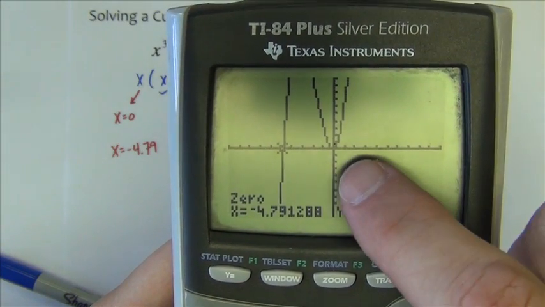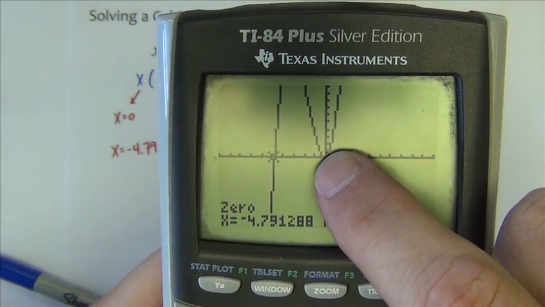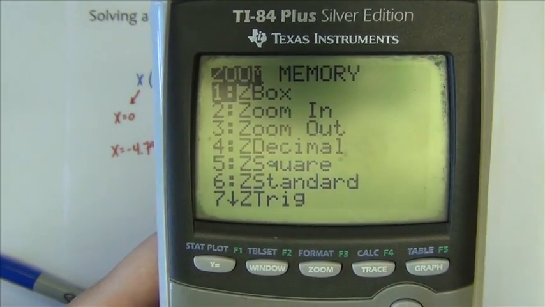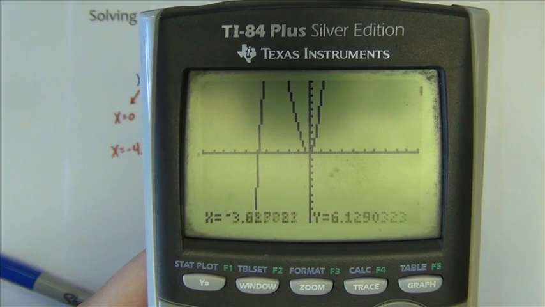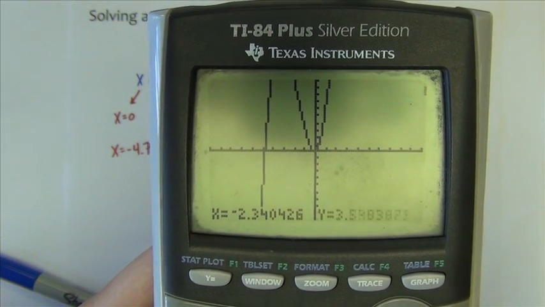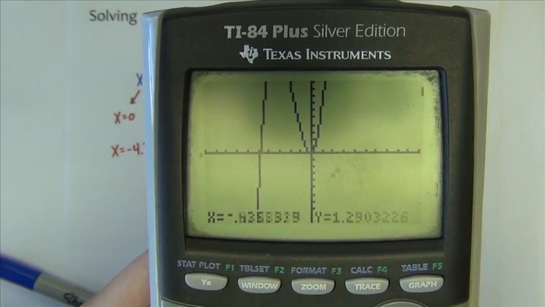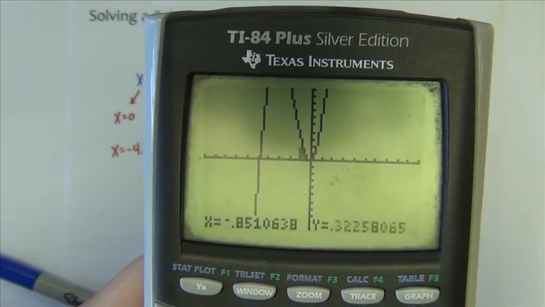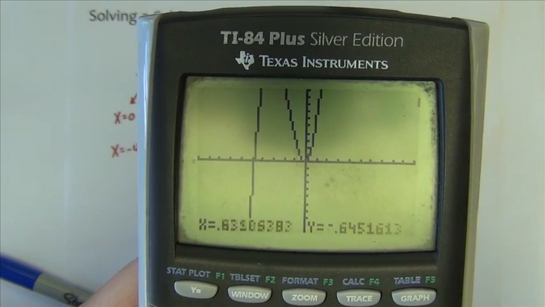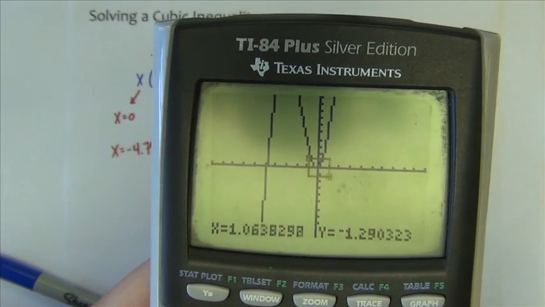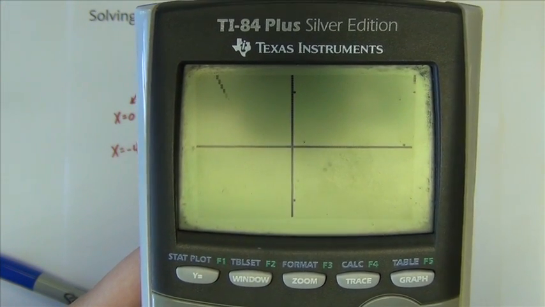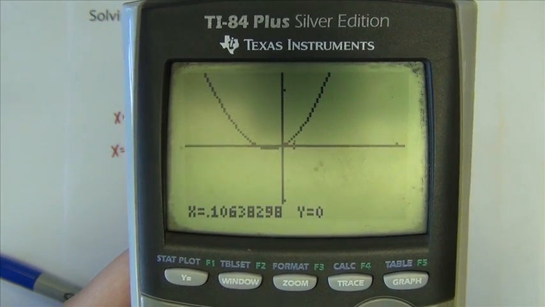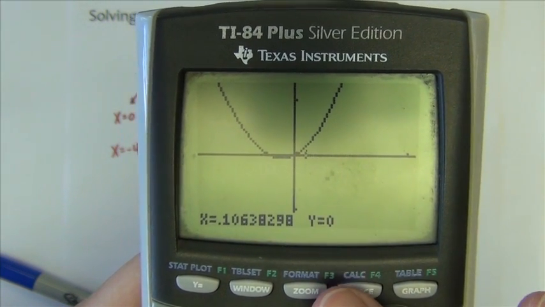We already know there's one at 0, and it does appear that the graph crosses through at 0. But there might be another one real close there. So all I'm going to do is zoom box right close to the origin just to see what's happening there. You might find out that it crosses the x-axis more than once. And sure enough, it does. So let's find that other one.